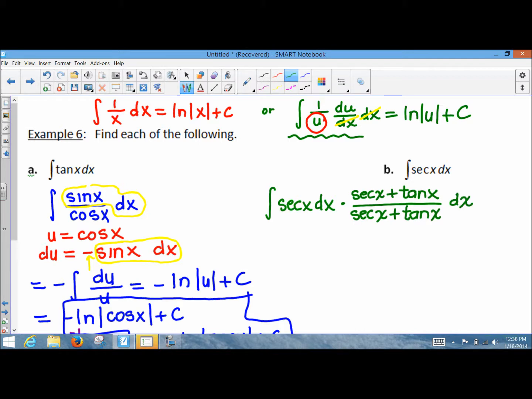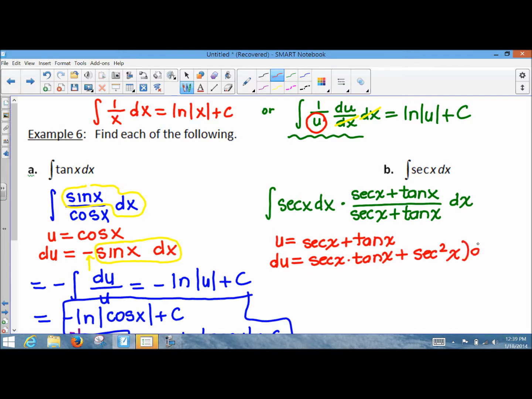Yep, I can tell what you're thinking. You don't like that. It is a strange step. However, it's a legal step because we are essentially just multiplying by something that's equivalent to 1. But the motivation behind this is so that we can now let our u be the denominator, secant plus tangent, and hope that its derivative will match the numerator. And sure enough, it will do that because the derivative of the secant of x is secant of x times tangent of x, and the derivative of tangent of x is secant squared of x.